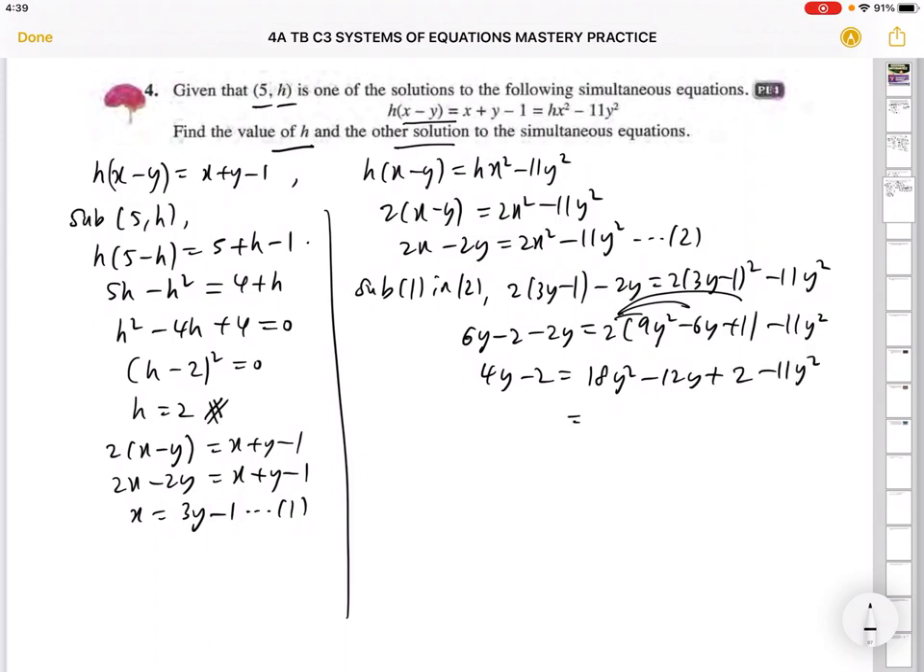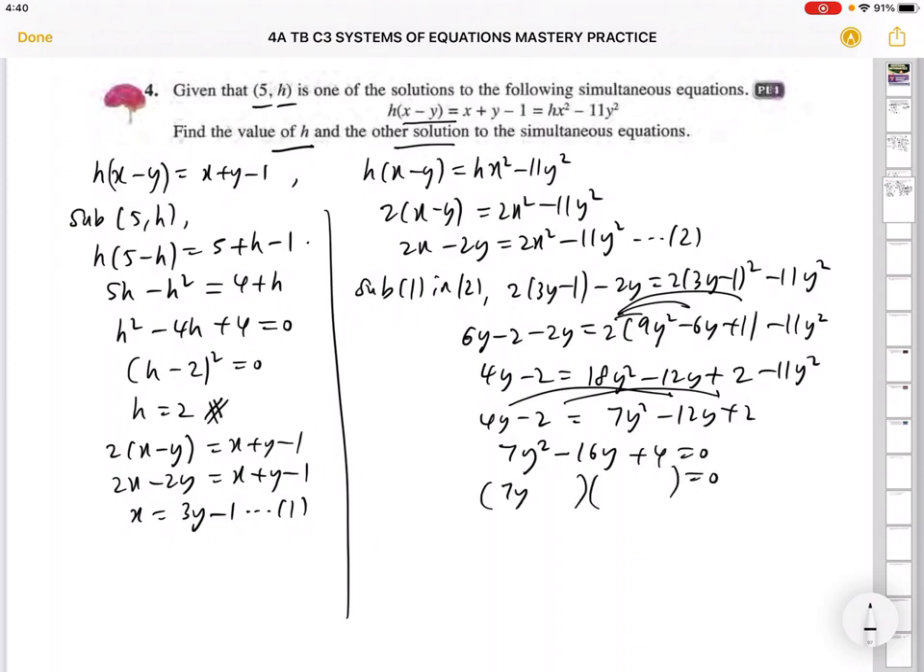Okay, now 18 minus 11 is 7. This is 12y plus 2, right? So just transfer over. When I transfer this over, 7y squared. By the way, I write one more step for you. You bring this over, you get minus 16y. The minus 2 you bring over is going to be plus 4. You can double bracket. Factorize this as (7y minus 2)(y minus 2). So y is 2 over 7, y is 2.